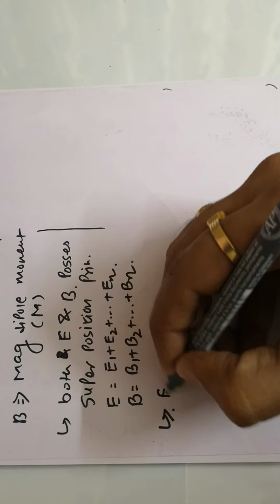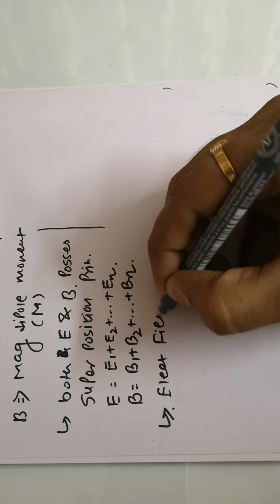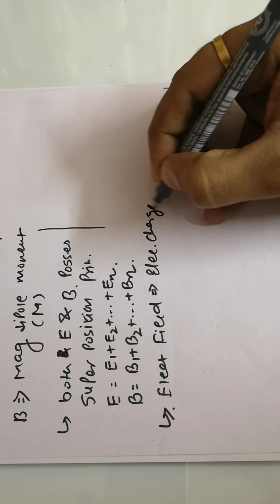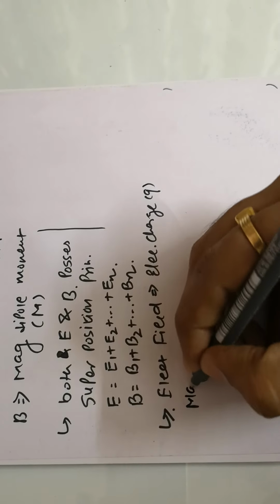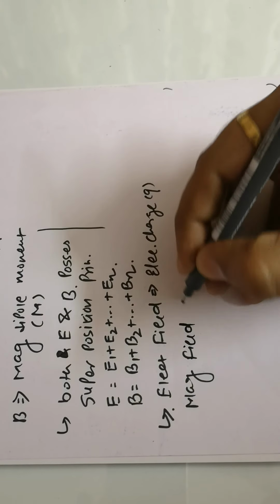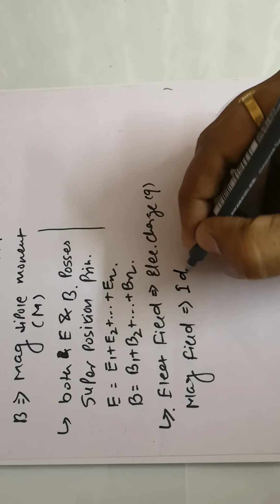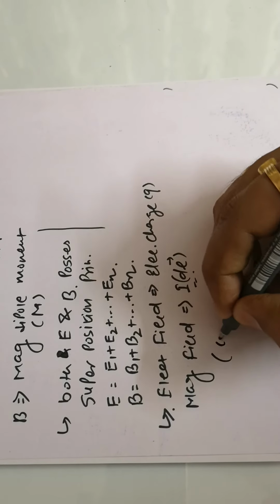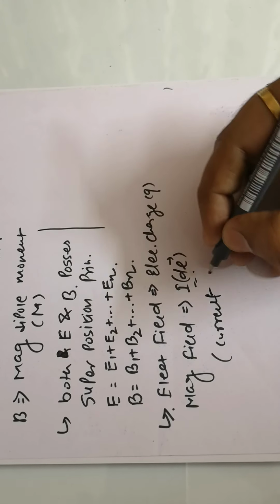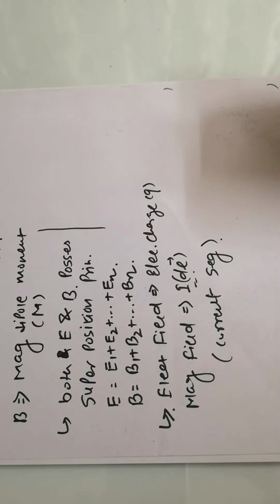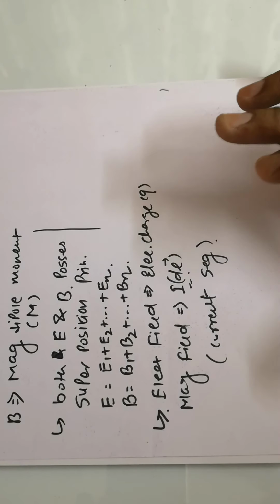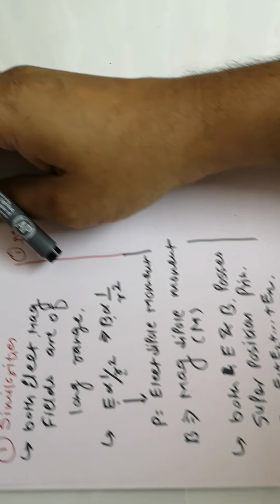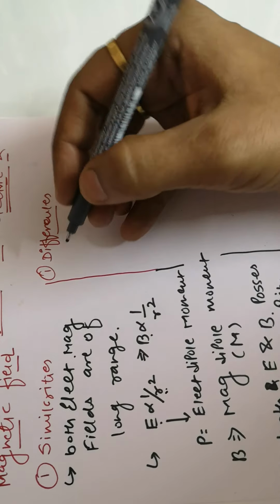Next, our electric field is only because of electric charge q, while the magnetic field is only available from our current carrying conductor or current segment. I am using this word, that it is only because of a current segment. So these are the similarities of our electric field and magnetic field. Now we are discussing dissimilarities or differences.